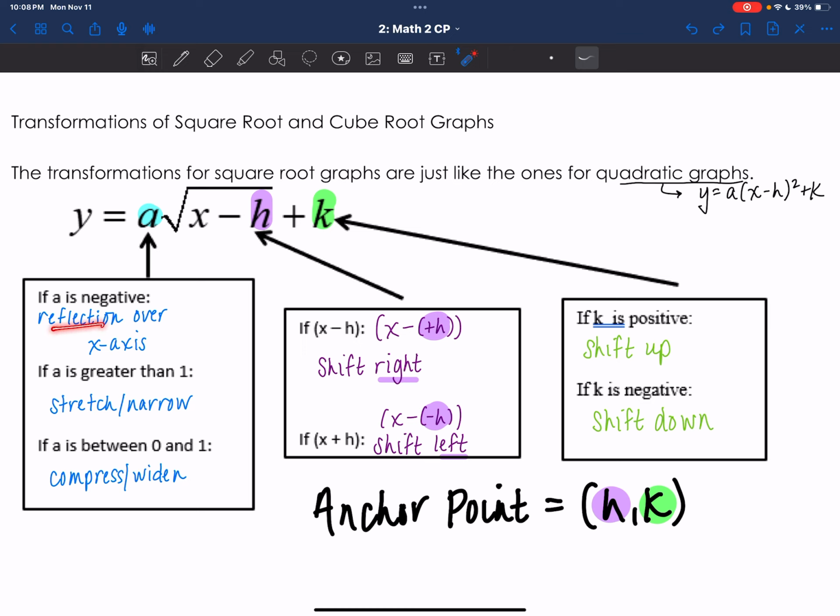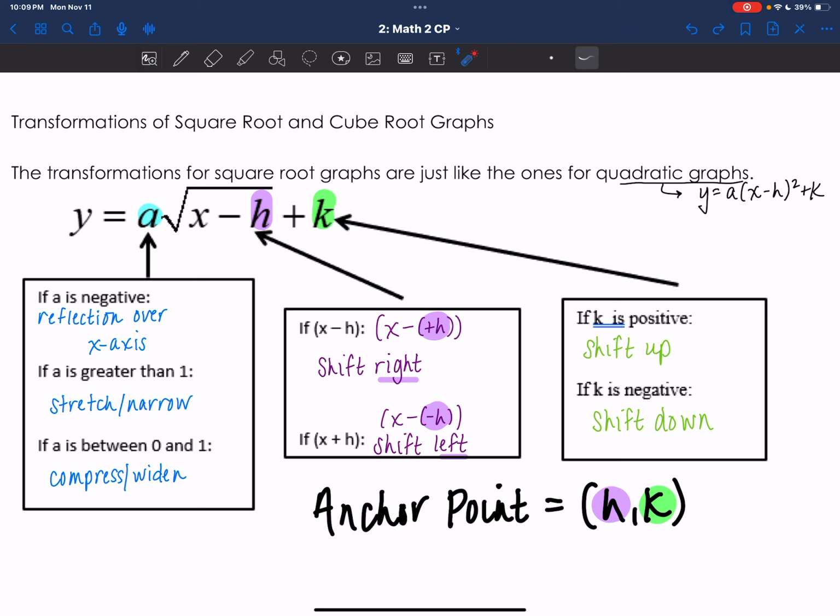If a is negative, it's a reflection over the x-axis. If a is greater than 1, then it's a stretch or narrowing. If a is between 0 and 1, it's a compression or widening. And with x minus h, remember I said it's really a minus a positive h, so you're going to shift right. If it's x plus, it's two negatives, so you're actually going to go left. If k is positive, you're going to shift up. If k is negative, you're going to shift down.